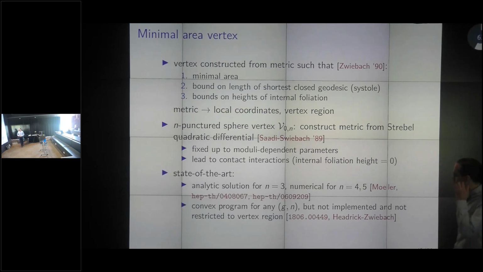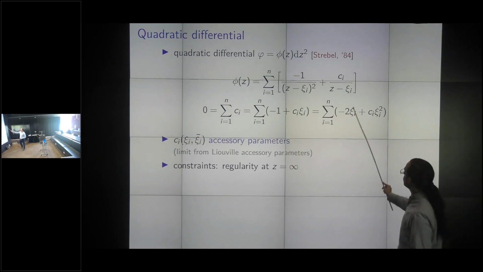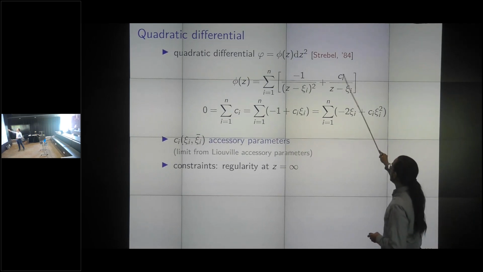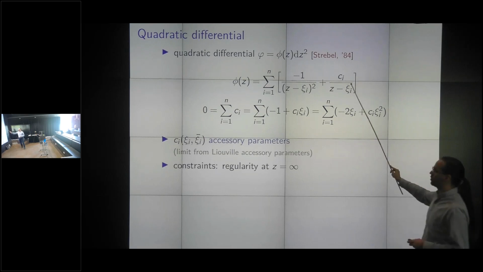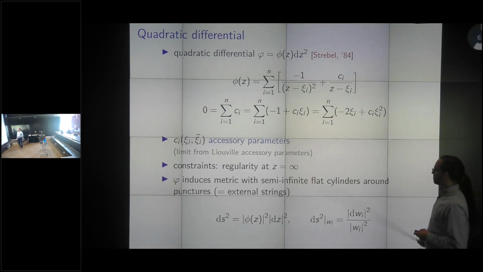Okay, and so for the state of the art, we have an analytic solution for n equals 3, numerical for 4 and 5 from 20 years ago. And there's also a proposition for a convex program for any G and N, but it has not been implemented. Okay, so the quadratic differential has this form, and the point is that here you just have the c_i parameters which are not known, which are called accessory parameters, and you find in the uniformization problem. So it's what I want to find.